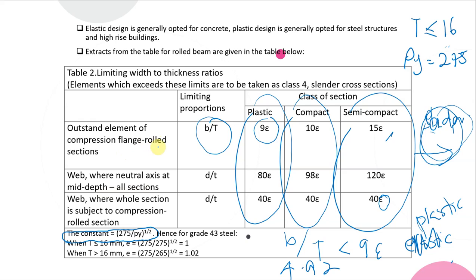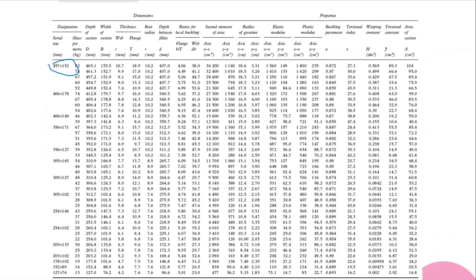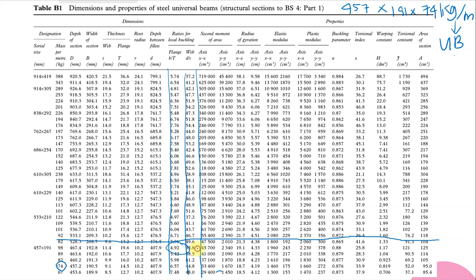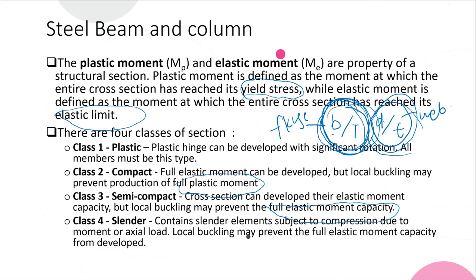Okay. So flange untuk beam kita tengok kat sini. Okay. Flange, web untuk beam kita tengok kat sini. So D over T. So D over T sama juga, you refer to here, contohnya 35.8. Okay, 35.8.